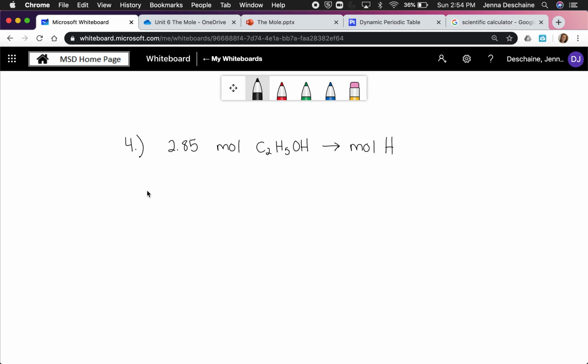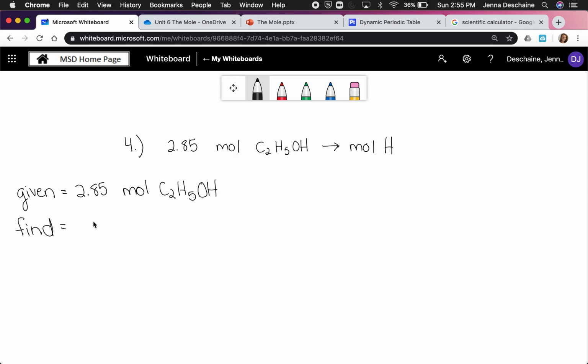So number 4 is 2.85 moles of alcohol, and I'm going to try to go to moles of hydrogen, okay? So you might want to stick around for this one because this one can look a little confusing, okay? So first I'm going to do my given, which is 2.85 moles of alcohol, C2H5OH. And I am looking to find how many moles of hydrogen that equals, okay?